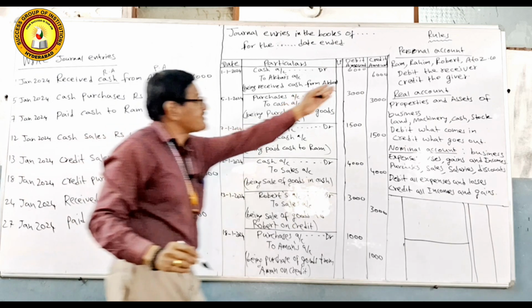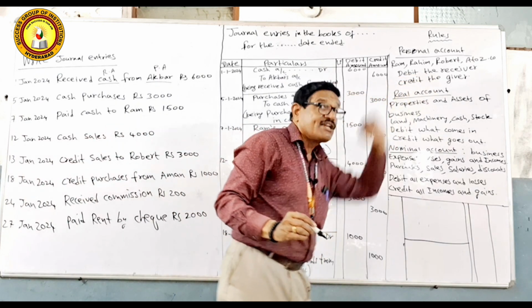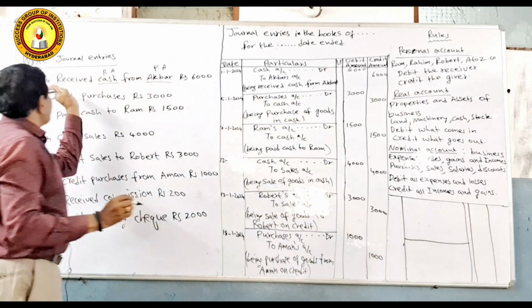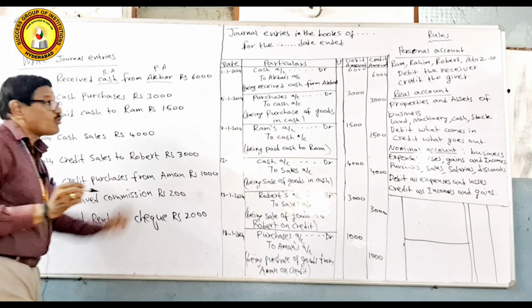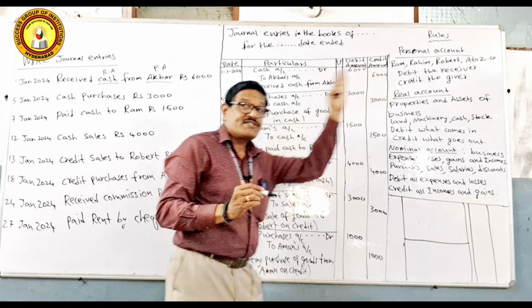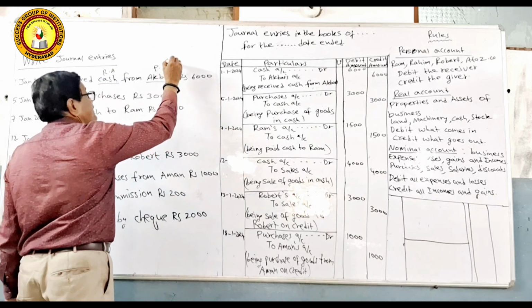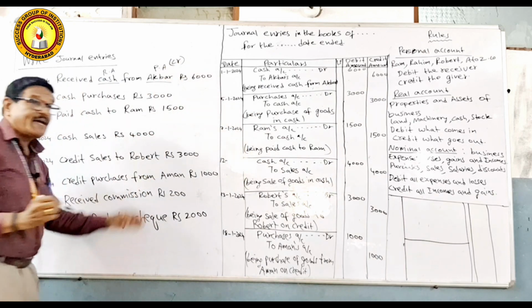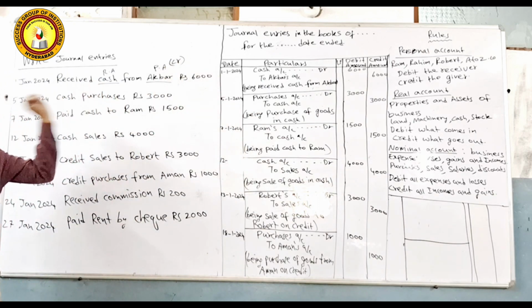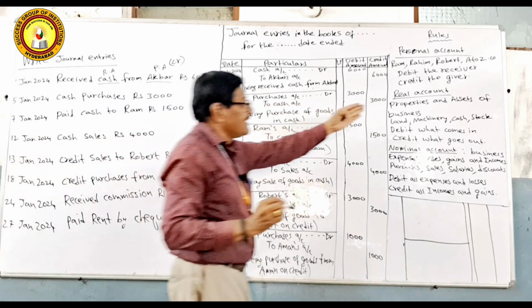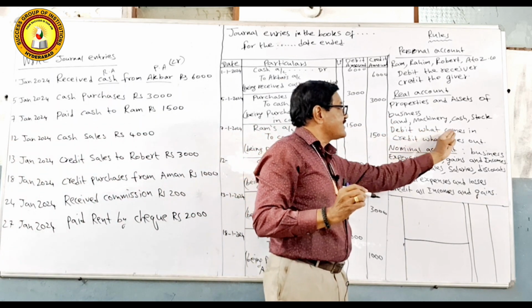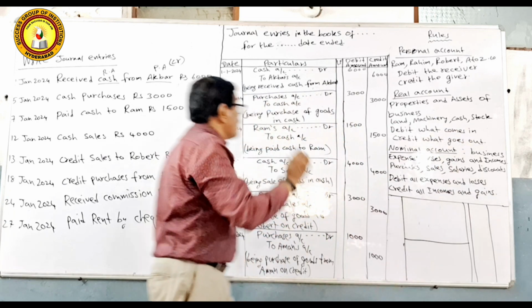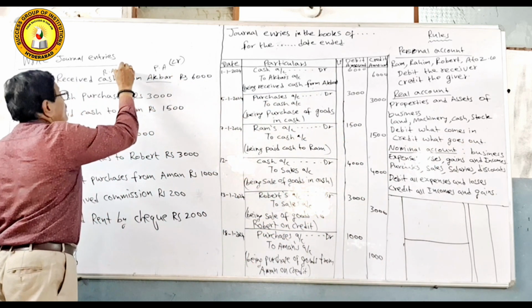Here the rule clearly states that debit the receiver, credit the giver. We are receiving cash from Akbar, so Akbar is giving us, so credit Akbar's account. At the same time, what are we receiving? Cash. Cash comes under real account. The rule clearly states that debit what comes in. The cash is coming in, so debit.